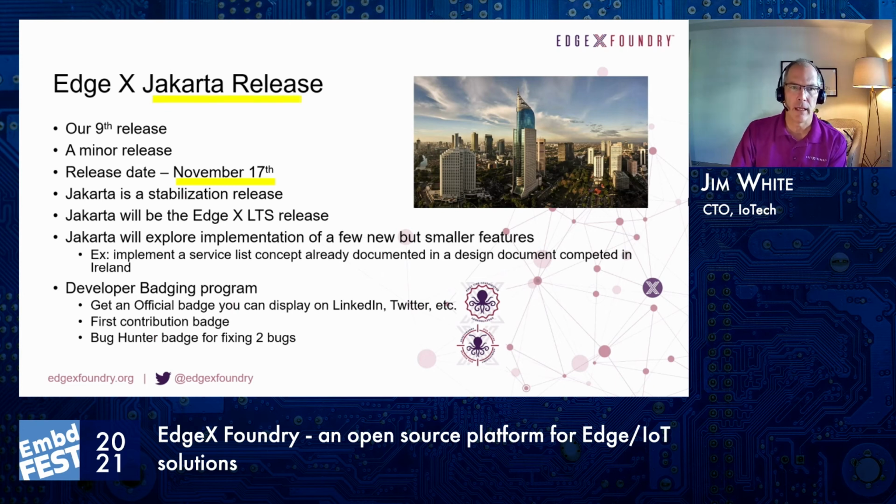And as I mentioned, we just came out, in fact, just a couple weeks ago, November 17th, with our Jakarta release. This was our 9th release. This was a minor release, and it was a release that really was more about stabilization. We wanted to make sure that after we came out of the 2.0 cycle, that we really had a product that was rock solid. And in fact, having done so, this was our very first LTS release, or long-term support release. What does that mean?